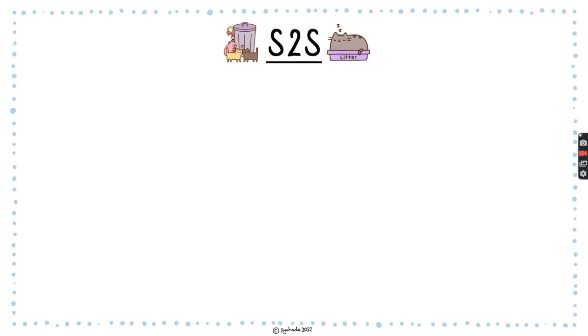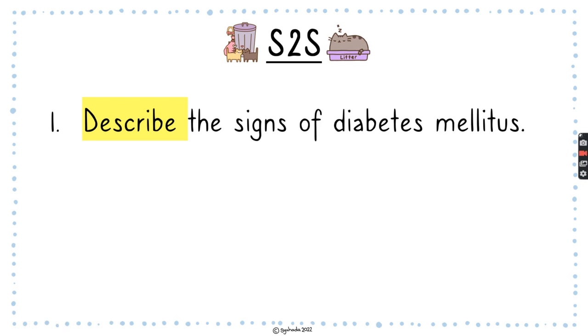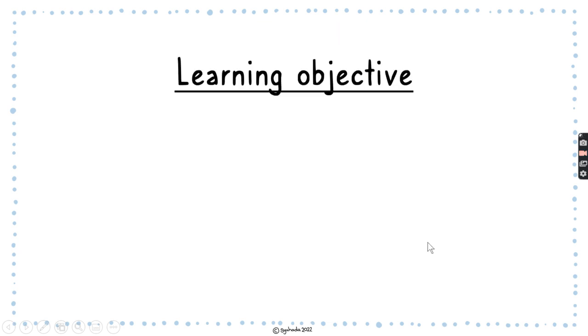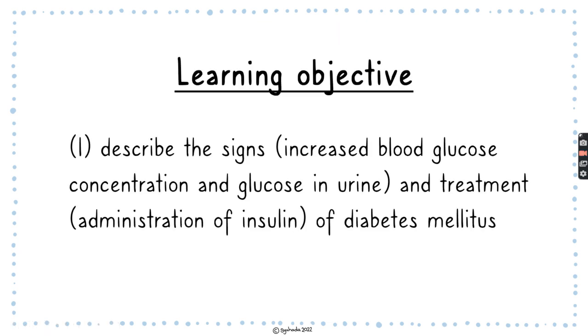So we're going to introduce the new step to success today. Firstly, we're going to describe the signs of diabetes, and secondly, to describe the treatment of diabetes mellitus. And the learning objective that it is related to is to describe the signs, which is the increased blood glucose concentration and glucose in urine, and treatment, which is the administration of insulin of diabetes mellitus.